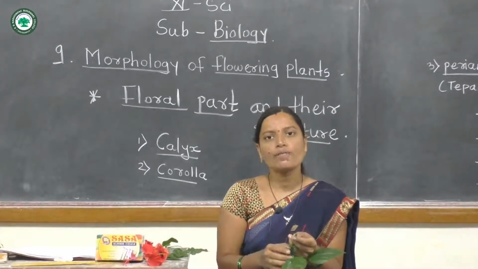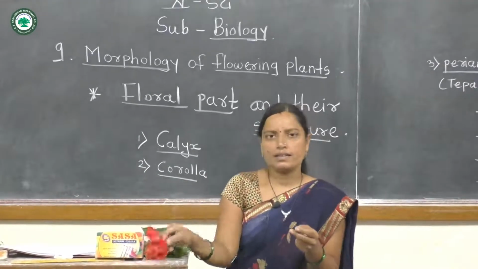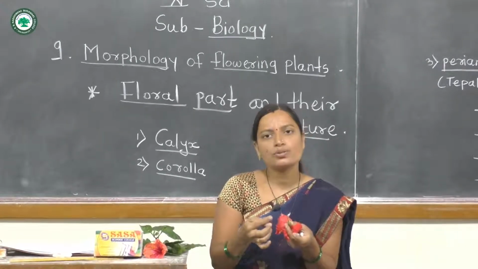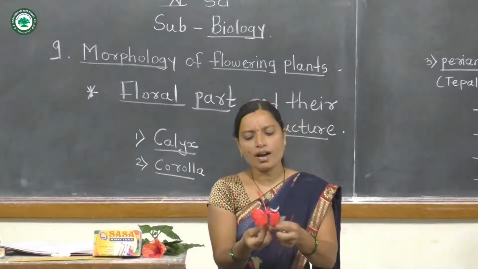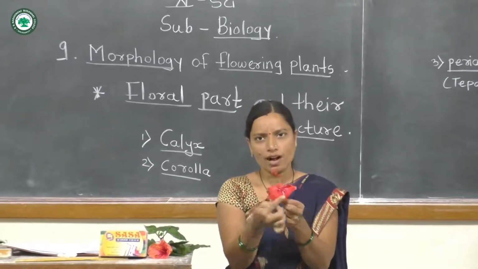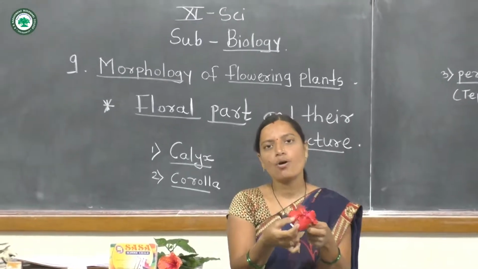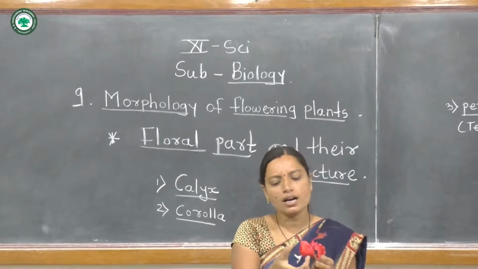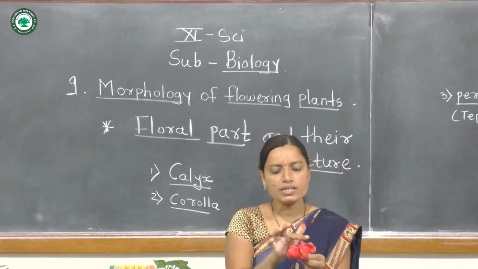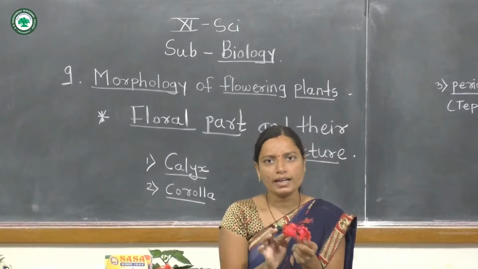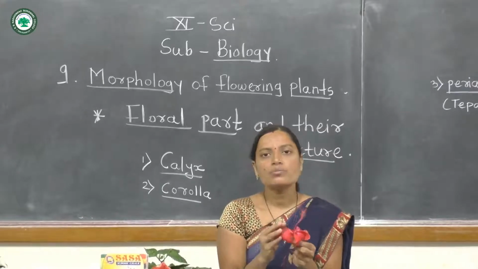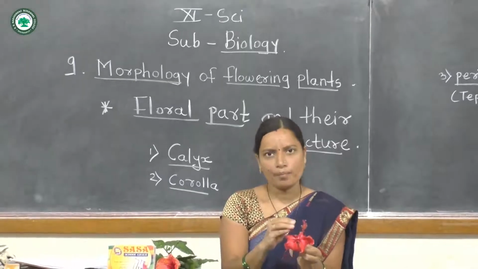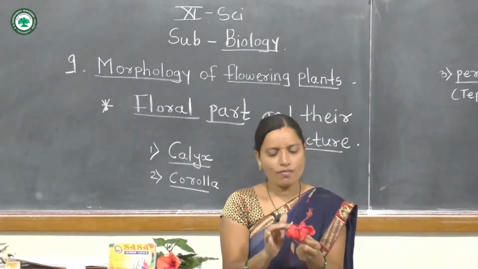So the first floral part of the flower is the calyx, and above the calyx is the epicalyx, which is also green in color. Now the second part of the flower is the colorful part, called the corolla. Individually, each part of the corolla is called a petal. This attractive, colorful part has the important function of attracting insects toward the flower. This is the second floral whorl of a flower.